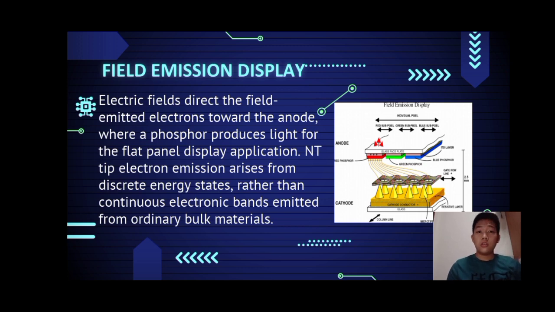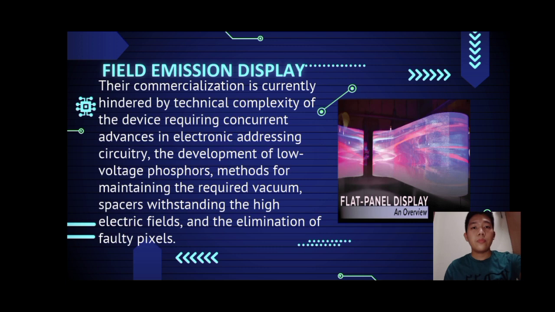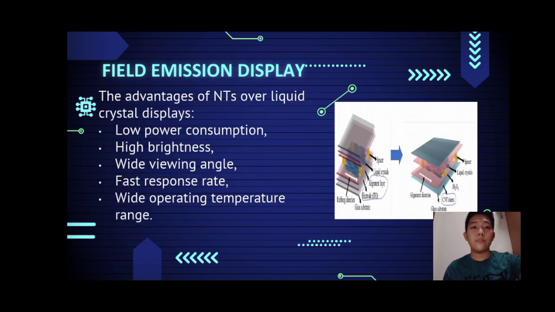Nanotube tip electron emission arises from discrete energy states rather than continuous electronic bands emitted from ordinary bulk materials. Their commercialization is currently hindered by technical complexity of the device, requiring concurrent advances in electronic addressing circuitry, the development of low voltage phosphors, a method for maintaining the required vacuum, spacers withstanding the high electric fields, and the elimination of faulty pixels.